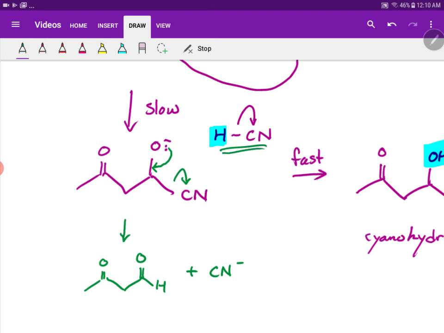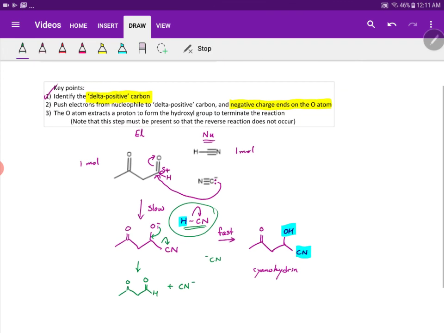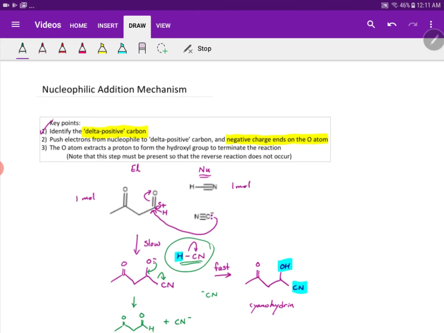If you contrast this to your nucleophilic substitution mechanism, which uses purely CN minus, you should be able to see why there's a need for this HCN. So this is the nucleophilic addition mechanism.